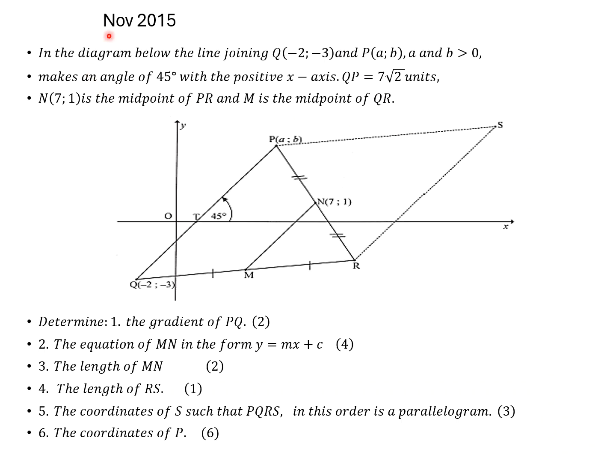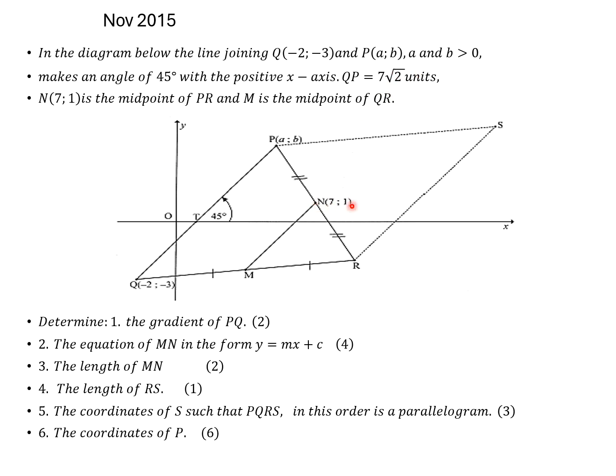Right, so let's look at the problem. November 2015, they say in the diagram below, the line joining Q and P. So there's Q and P, Q being (-2, -3), and P(a; b), a and b are both greater than 0, meaning they are in the first quadrant. They're both positive. It makes an angle of 45 degrees. When I give you an angle, that's normally to find the gradient of that line with the positive x-axis. QP, from Q to P, is 7 square root 2 units.